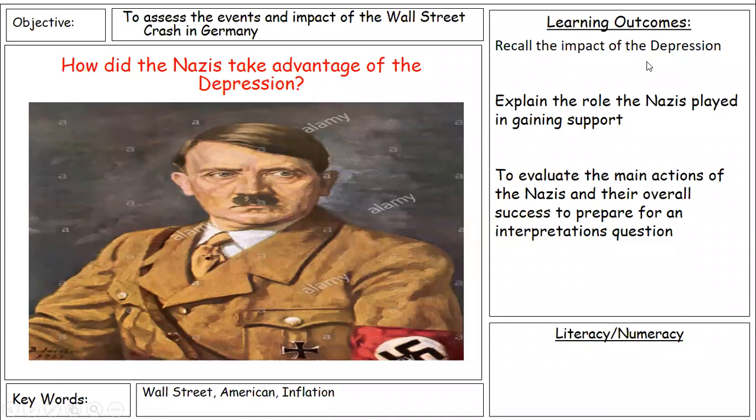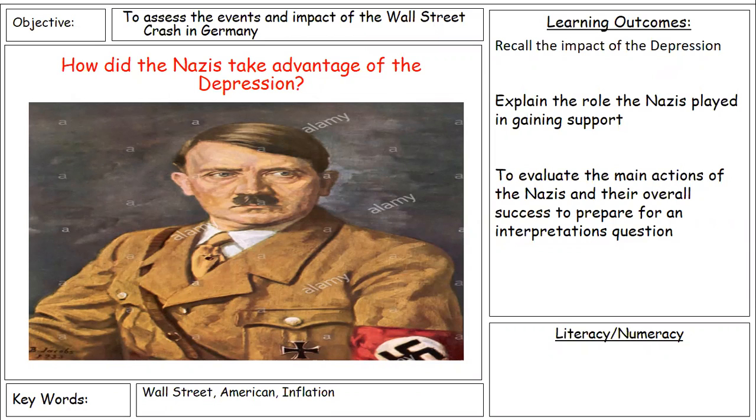All right, this is lesson 5 in Unit 2 of Weimar and Nazi Germany. This lesson is going to focus on how the Nazis took advantage of the Depression. Now, in the previous lesson, we looked at the Wall Street crash and how it had a serious impact on Germany, which led to a depression which impacted near enough the whole population.